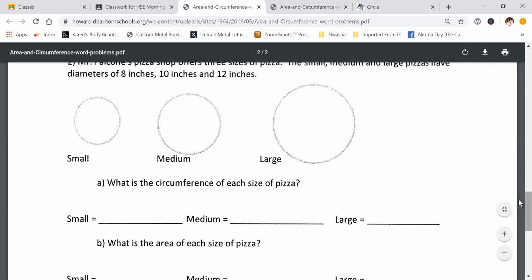What number would you need for the area of the large pizza? 6 squared. Right. So now you're saying 6 times 6. So all you're really adding to all of these with the circle is 3.14 all of the time.